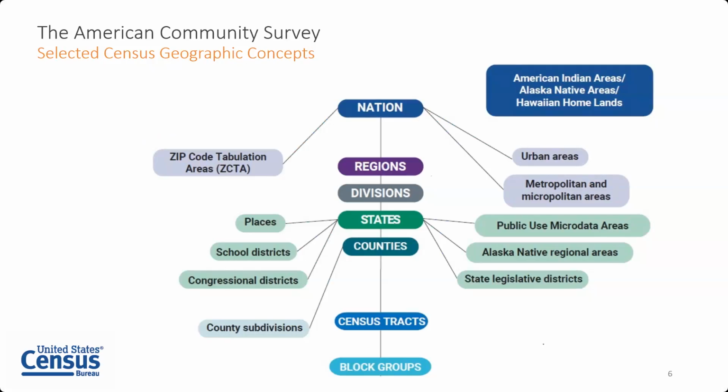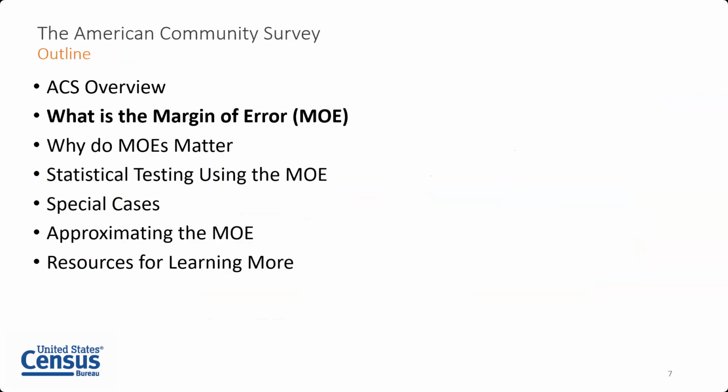Now, ACS provides data from more geographies on an annual basis than any other household survey. The image on this slide shows some of the geographies for which ACS data are produced and the relationship between them. So you'll notice that the larger geographic areas are at the top in the center, such as nation and states, working downwards to the smaller geographic areas, such as census tracts and block groups. Broadly speaking, the size of the margins of error relative to the size of the estimate increases as the size of the geography decreases. So for example, the MOE for a block group estimate is likely relatively larger than the MOE for a corresponding state estimate.